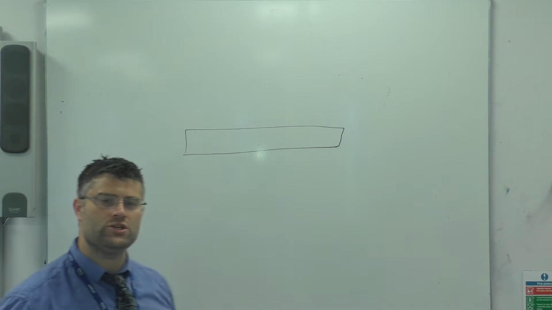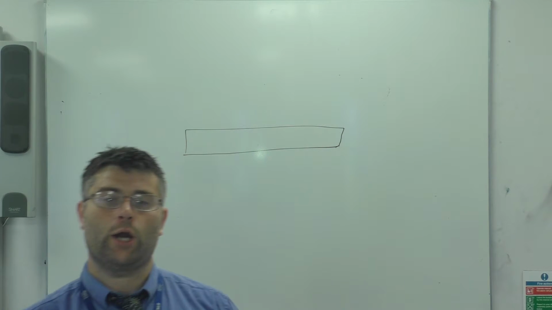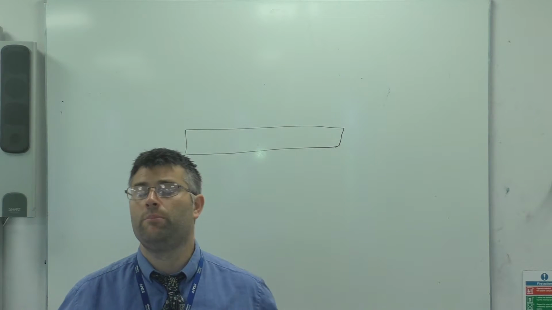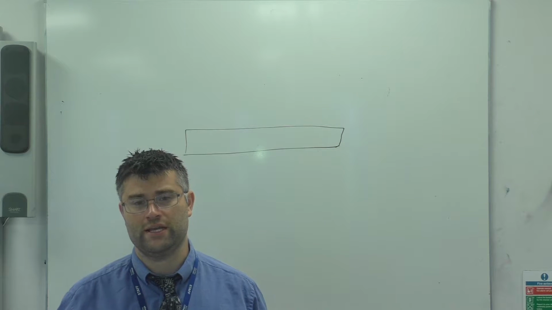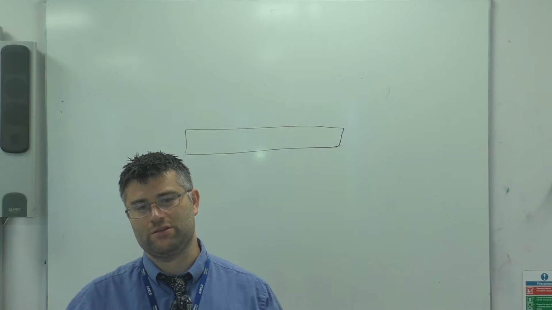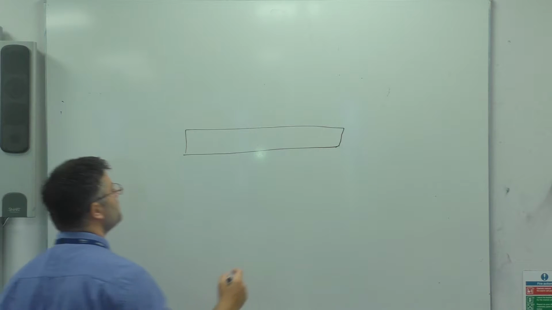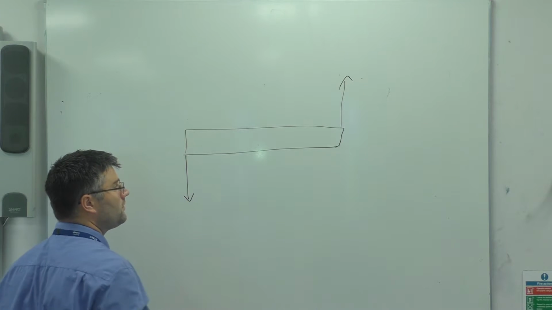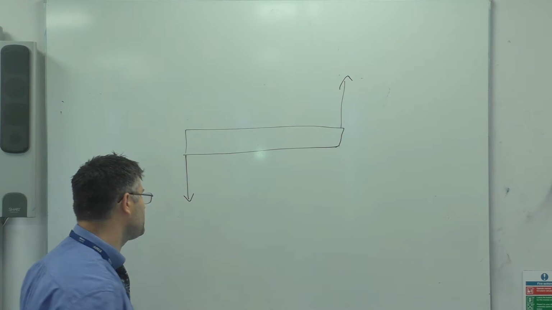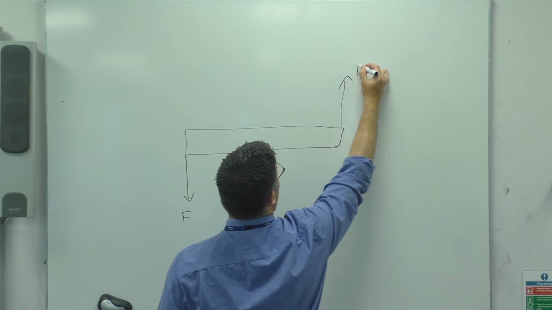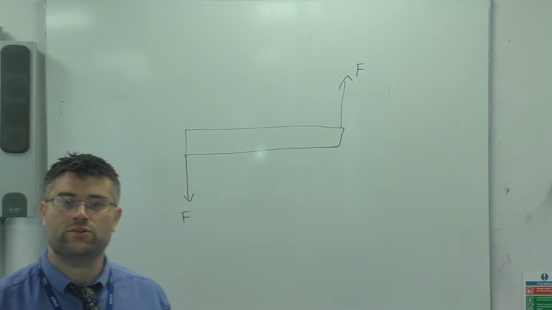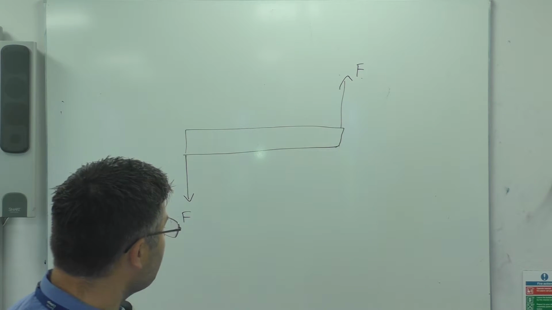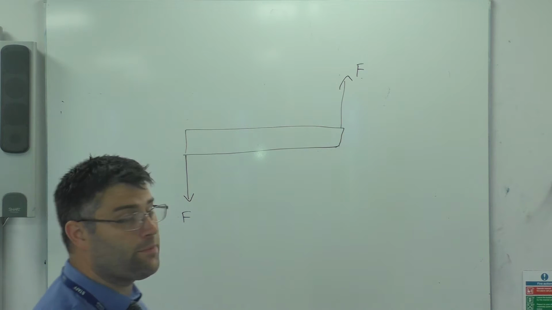So in order to have rotational, we need a couple. A couple is, as the name suggests, two forces that are parallel but act in opposite directions. Okay, so they're parallel to each other, but they act in opposite directions. So in this case, I'm going to draw a couple of forces here. They're equal in magnitude, they're parallel, but they are in opposite directions.